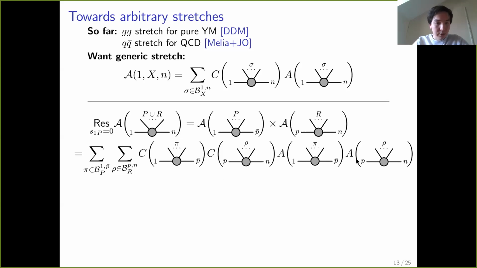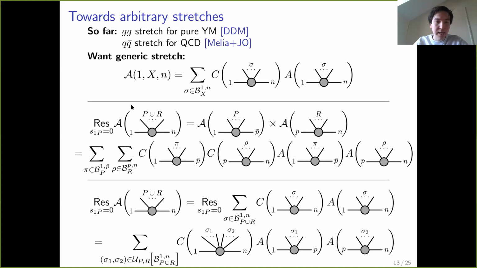On the other hand, I can take the same amplitude and first color decompose it, and then take the residue. And of course, the residue is a kinematic operation, so it only acts on the color ordered amplitudes here. So what I get here is a higher point color factor multiplied by 2 color ordered amplitudes with permutations sigma 1 and sigma 2, assuming that sigma 1 and sigma 2 actually are a non-zero factorization limit of the original amplitude.